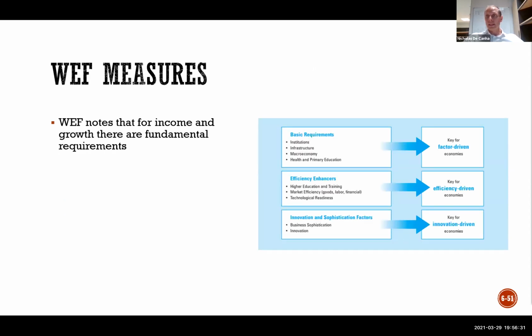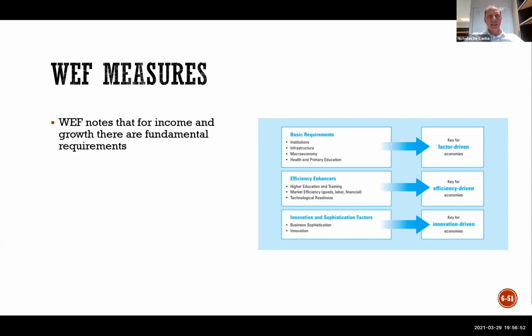And there are some multilateral measures. A multilateral measure is something that you can look up on the internet, and it just takes a country versus every other country in the world. Now, these have some limits, and we're going to touch on that in just a few slides' time. But as an example, the World Economic Forum, or the WEF, notes that for income growth, there are fundamental requirements.